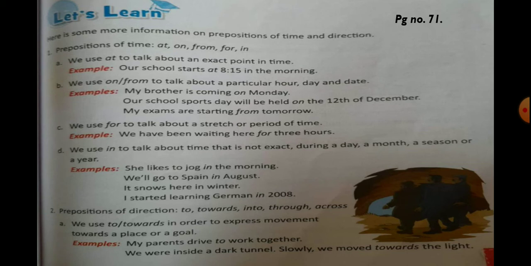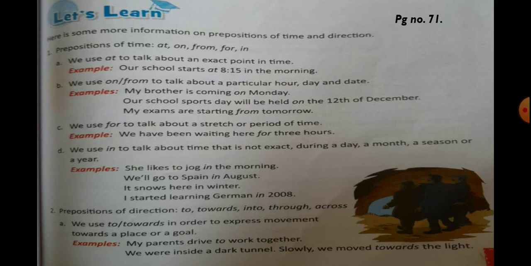Number B. We use on or from to talk about a particular hour, day and date. For example, my brother is coming on Monday. So we are talking about a particular day. Our school sports day will be held on the 12th of December. So we are using on when we talk about a particular date. My exams are starting from tomorrow. So we are using from for a particular day again.